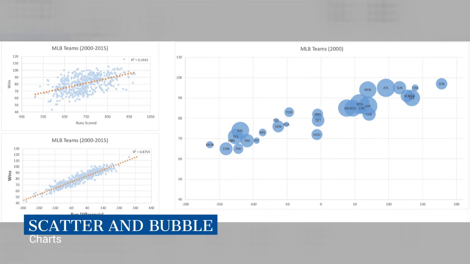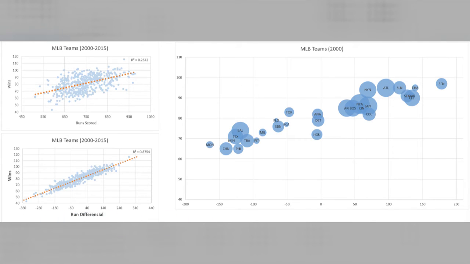The charts and graphs that will be used are as follows: scatter and bubble, tree maps and sunbursts, stock charts, as well as surface charts. The data shown by the scatter and bubble charts consists of general statistics during the 2000 to 2015 MLB seasons. Scatter and bubble charts are perfect visuals for depicting datasets of general statistics such as sports data.